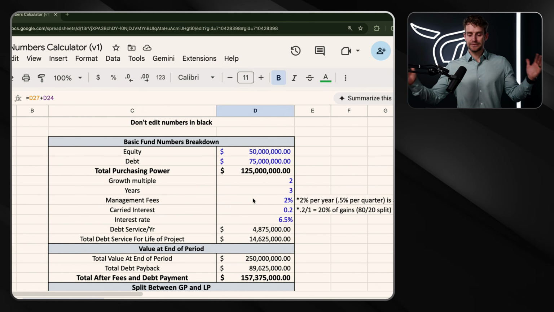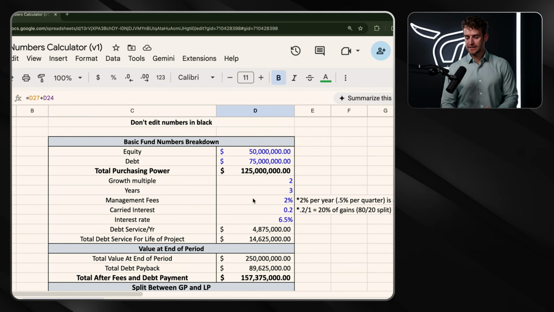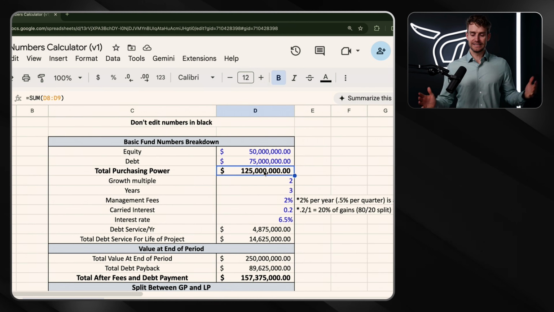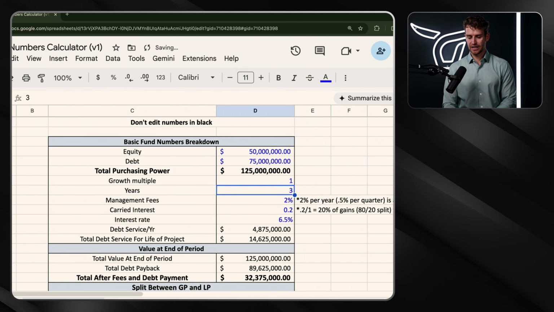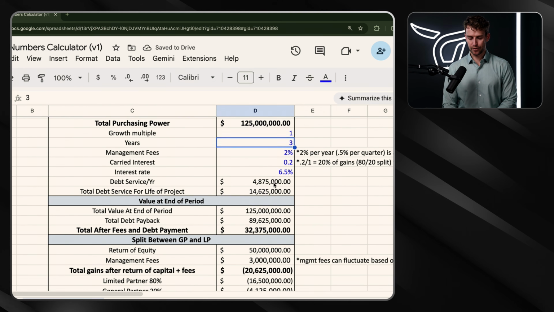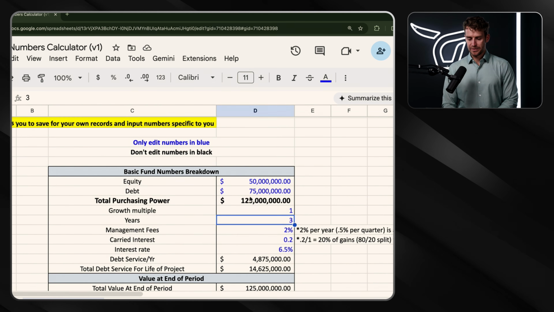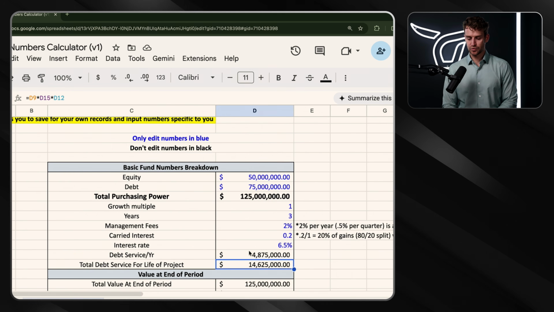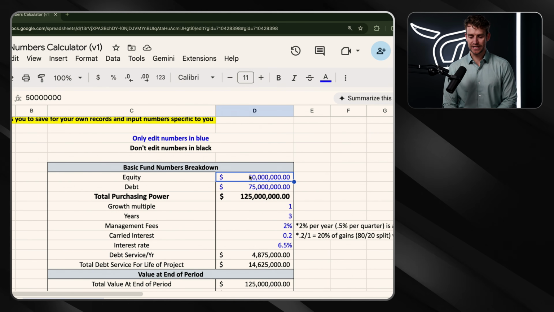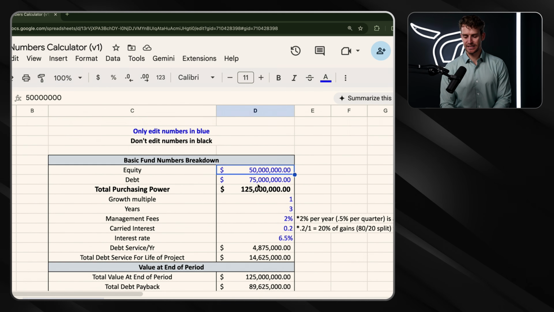Now, we're looking at the upside. Let's look at the downside. Let's say this property, we bought it for 125. It didn't do as well as we thought. We actually had no growth multiple. It broke even. Well, what happens is, because of the debt service over 3 years, we have to pay that back first. The equity is the first money lost in this example.